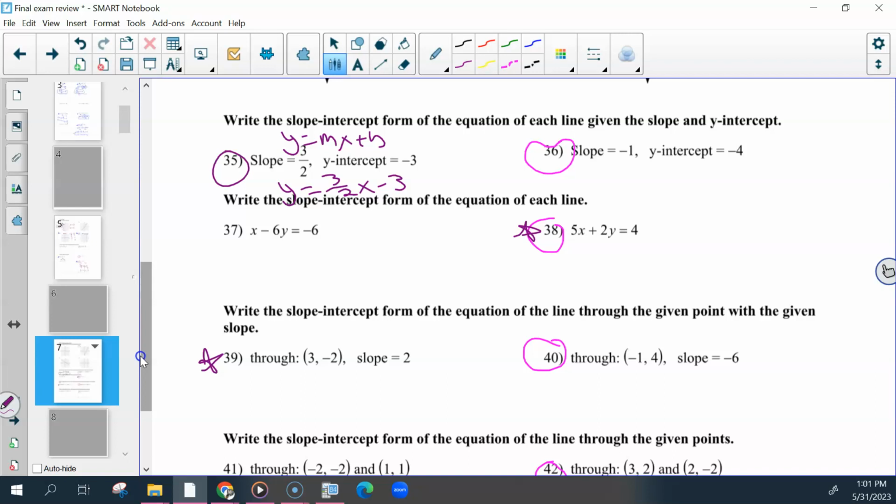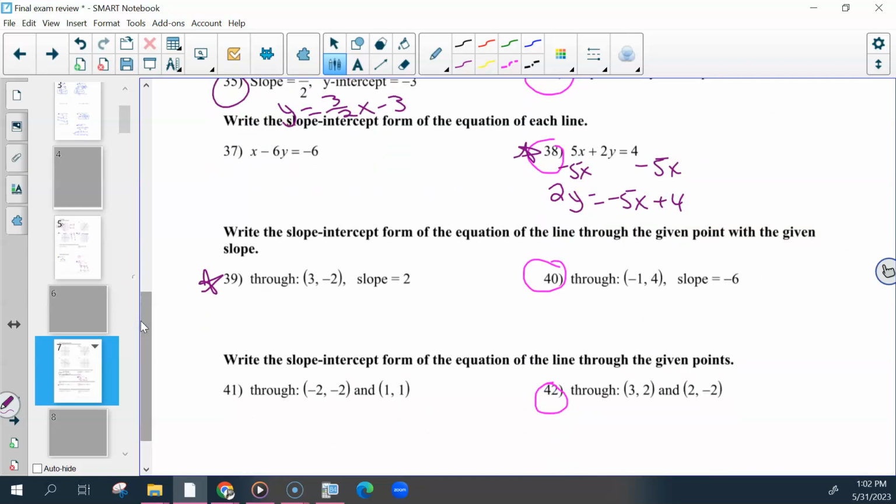For 38, this kind of goes back to what we were just doing. Rewrite this. We have to solve for y, get it by itself. So how would we do that, thinking about how we did it on the last page? Yes and no. The whole thing. Subtract 5x on both sides. Because they're together, we can't separate them. And then, just like before, divide everything by 2.